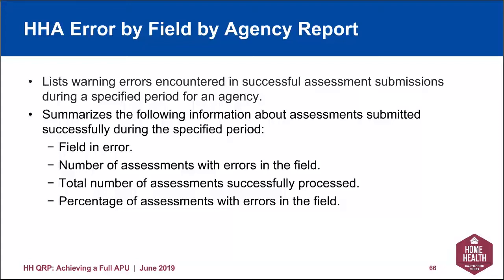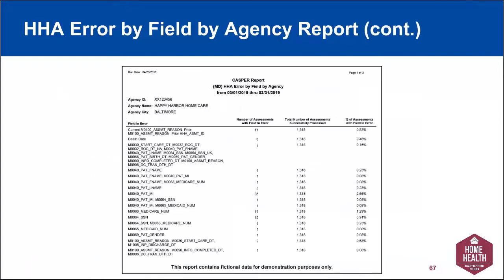The error by field by agency report will give you a list of warning errors encountered in the successful assessment submissions during a specified period for your agency. It summarizes information about the assessments that were submitted during the period: the field in error, the number of assessments with errors in the field, the total number successfully processed, and the percentage of assessments with errors in that field. I know this is very tiny, but when you have your own in front of you, you will be able to see exactly what we've been talking about. But this is just a quick look at what the error by field by agency report looks like.